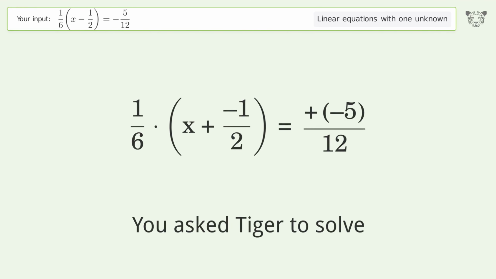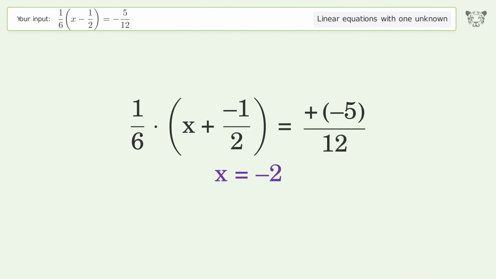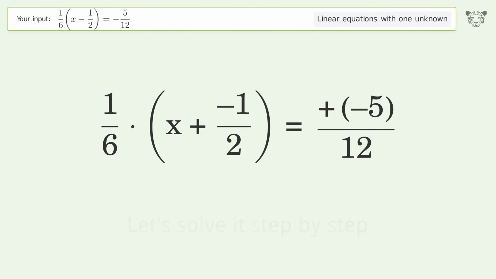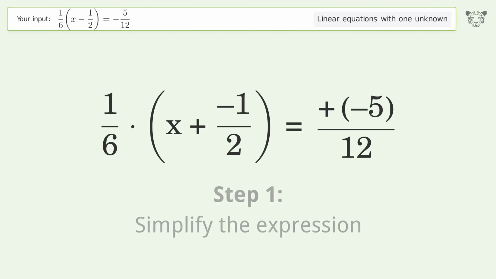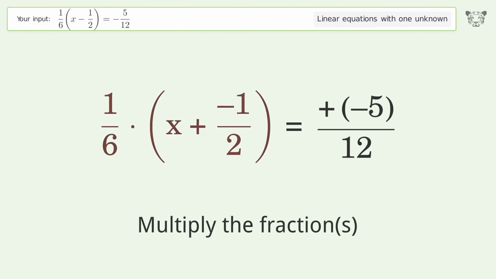You ask Tiger to solve. This deals with linear equations with one unknown. The final result is x equals -2. Let's solve it step by step. Simplify the expression. Multiply the fractions.